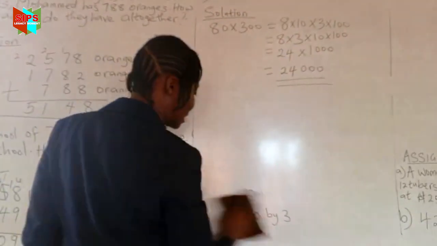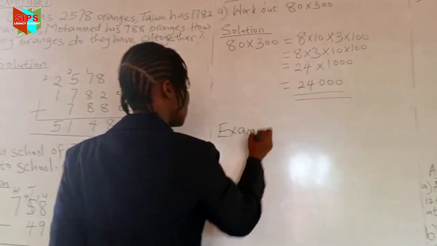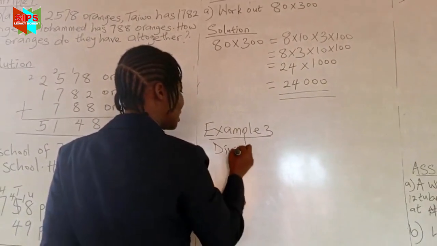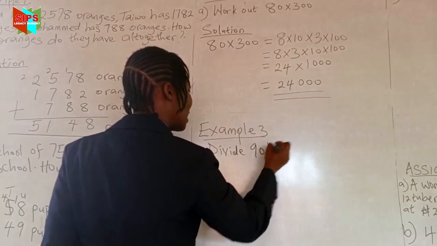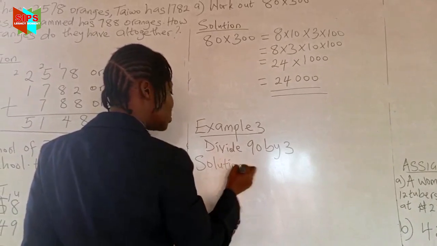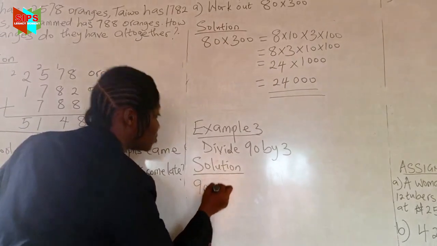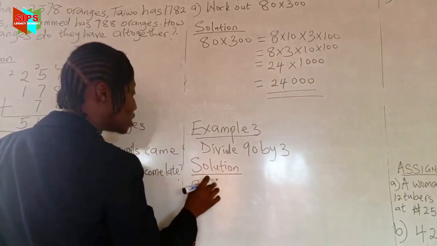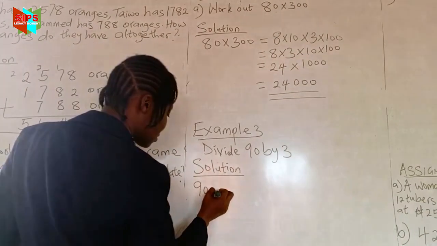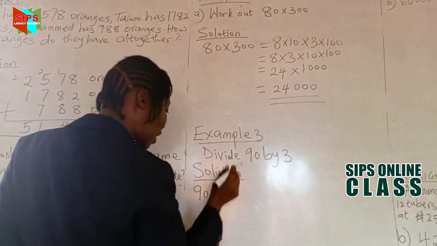This is divide 90 by 3. Example 3 is divide 90 by 3. To solve this is very simple, as I've always been telling you. We can always write "by" as this. You know, "by" in multiplication, I wrote it as times. Then here you are writing it as this sign. This is the division sign. Okay, so there are ways to go about this.